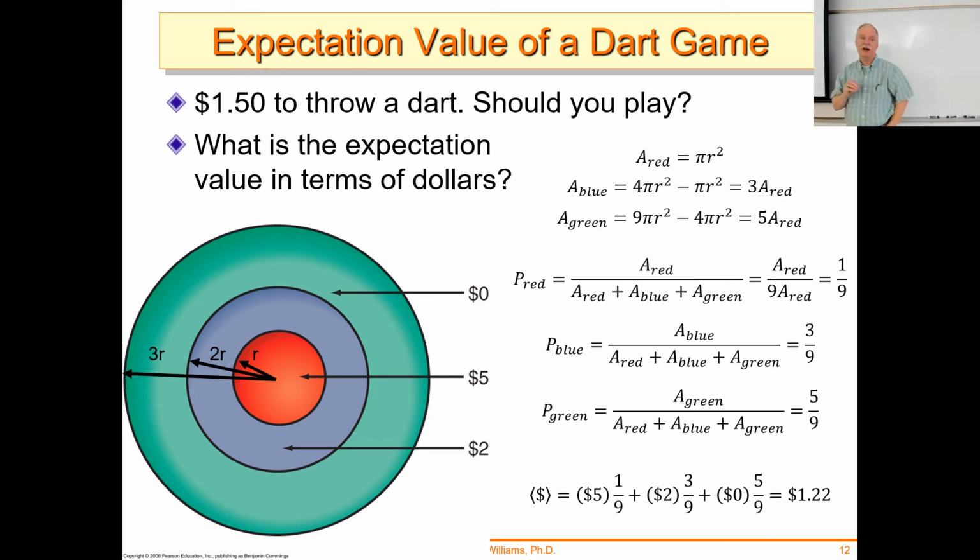So it's 1/9 chance of getting the $5. Everybody follow that? 1/9 is the chance of hitting a red, and the value function for that is $5. And it's 3/9 chance of hitting the blue, and the value function for that is $2. And then the 5/9 chance of hitting the green, and you get 0 money for that. You add all of those up, and you get the expectation value for money. So the angle bracket dollar sign, that's the expectation value of playing this game, and it's $1.22. So if you played enough times, your winnings would average out to the expectation value of $1.22.